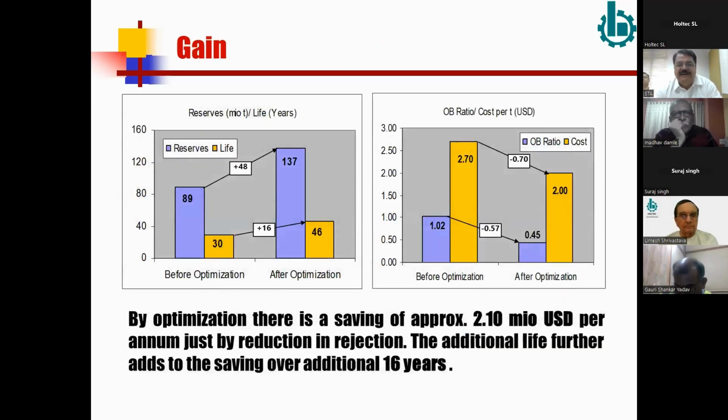So you can see from the chart here, the reserves have increased by 48 million tons and the life of the plant has increased by 16 years. The stripping ratio has reduced from 1.02 to 0.545 and the cost of production has been reduced from 2.7 USD per ton to 2 USD per ton of limestone. So by optimization, a saving of approximately 2.1 million USD has been achieved just by the reduction of the rejection or stripping ratio. The additional life will further add savings for the additional 16 years of life, which has been gained by optimization.